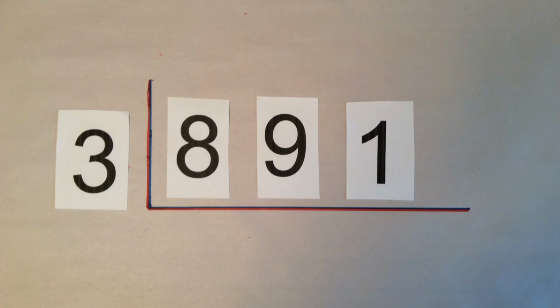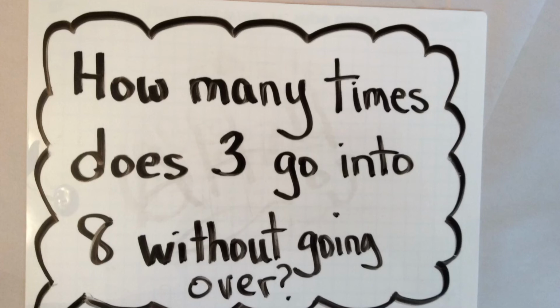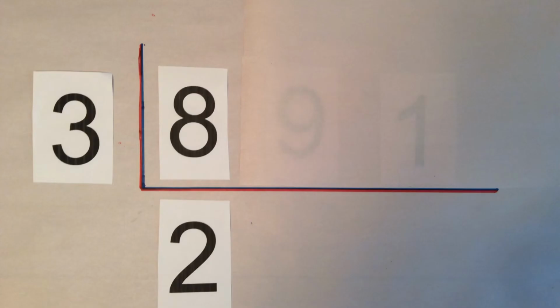So to begin, let's focus on the first small step. We're just going to ignore the 9 and the 1 for just a moment. Let's take a closer look at the 3 and the 8. So we ask ourselves, how many times does 3 divide into 8 evenly without going over? The answer? 2 full times.